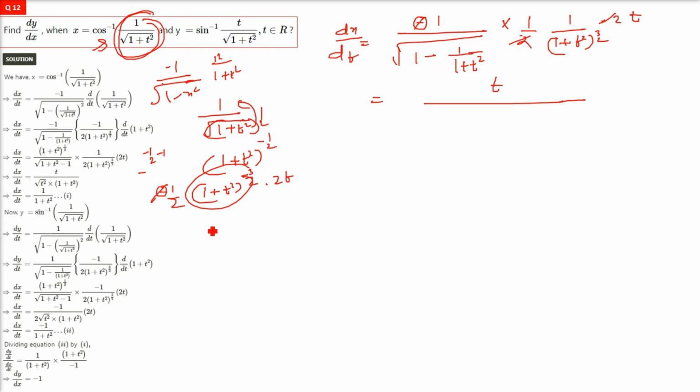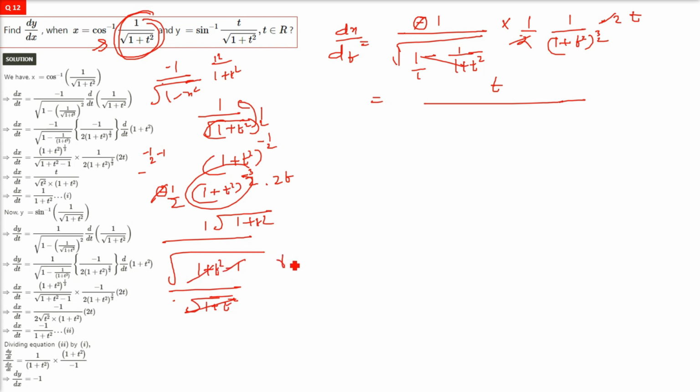And what about under root 1 minus 1 by 1 plus t square? We have to do that also. So let us write this as 1 plus t square minus 1 by under root 1 plus t square. Now this goes up. Okay, under root 1 plus t square will go up. So 1 plus t square minus 1 will be 1 minus 1 is 0. T square under root is t only. Okay. So this t I am cancelling out now. We have a t in the denominator. I am cancelling it out. What all is remaining? This is under root 1 plus t square.